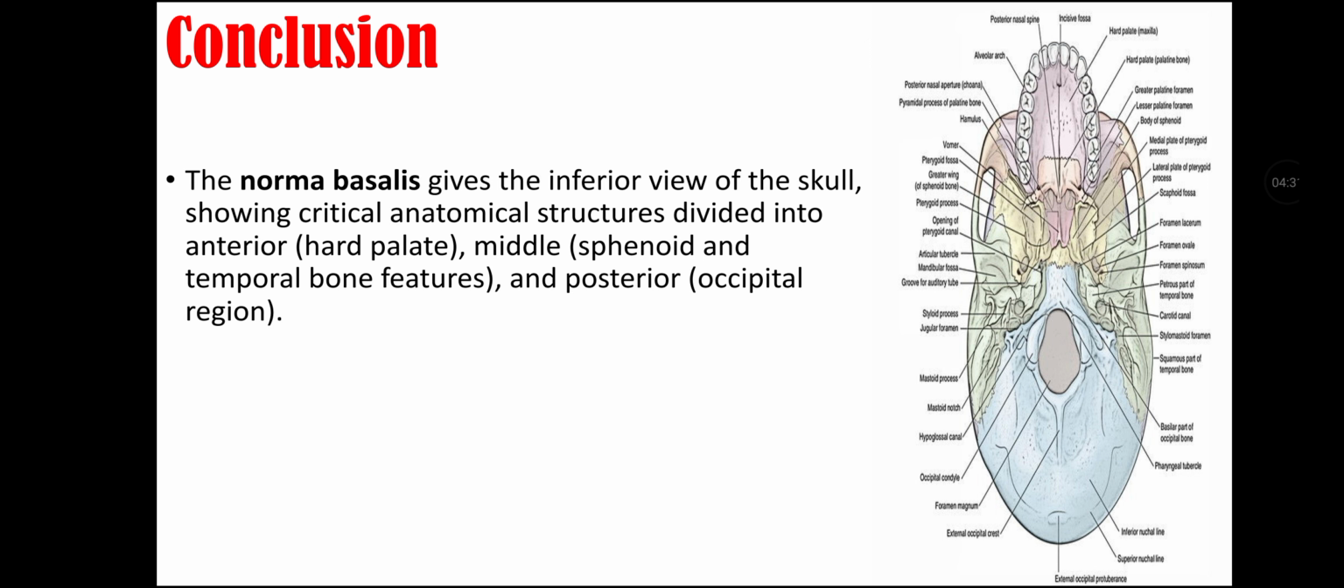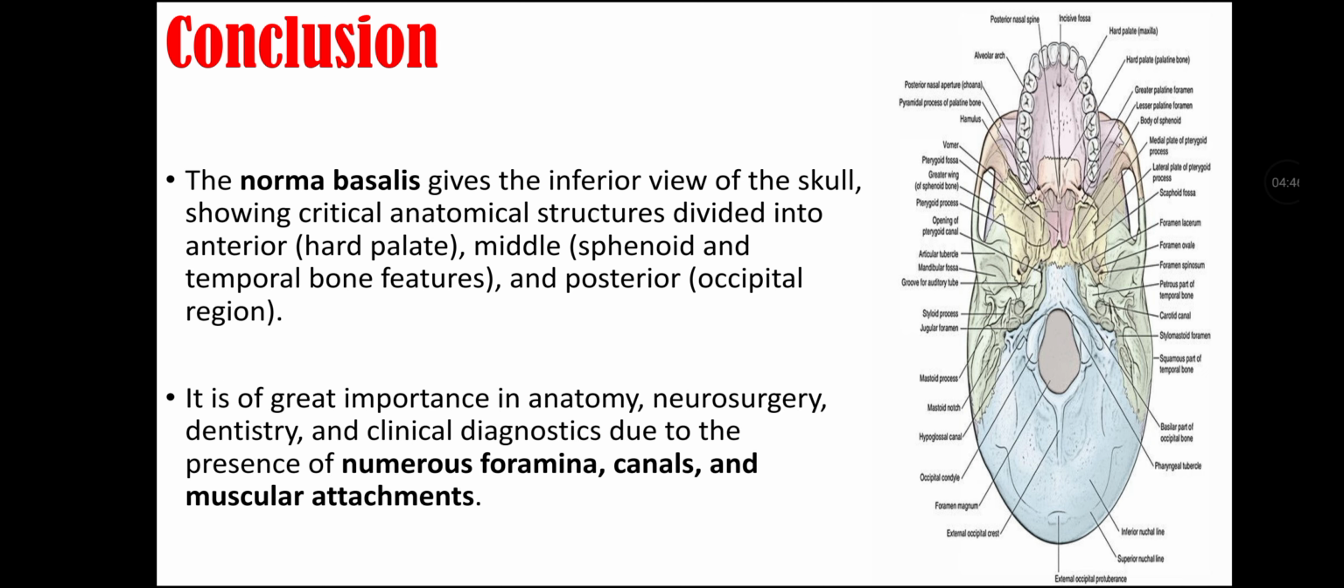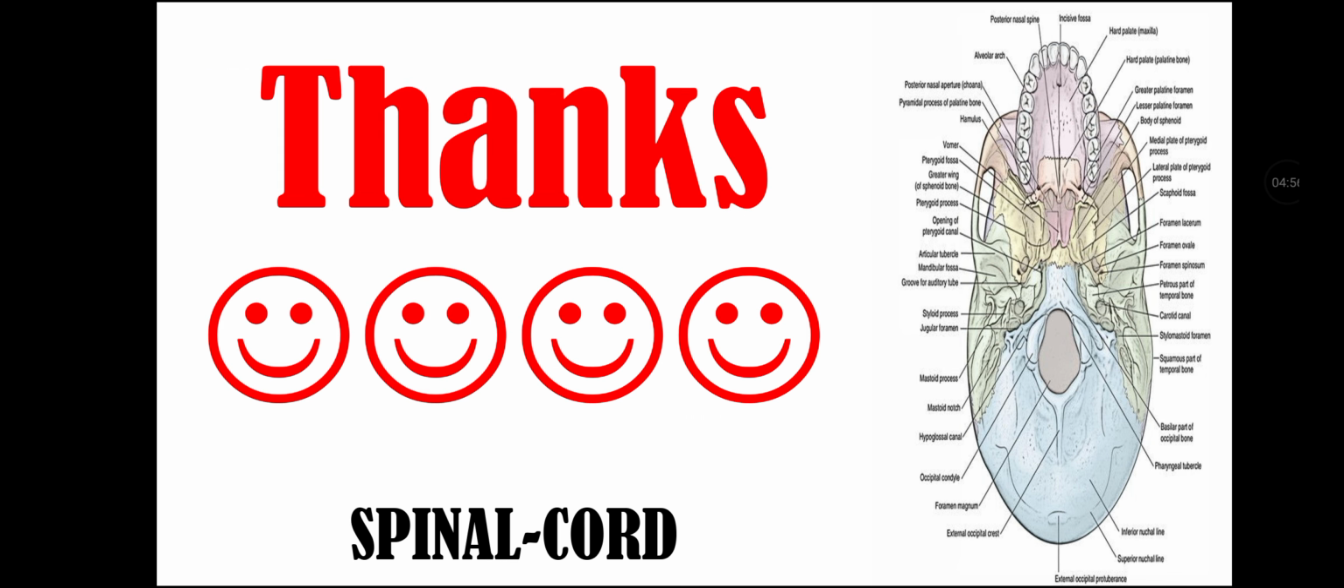Conclusion of this lecture video. Norma Basalis gives the inferior view of skull, showing critical anatomical structures divided into anterior part, that is hard palate region, middle part, that is sphenoidal and temporal bone region, and posterior part, that is occipital region. It is of great importance in anatomy, neurosurgery, dentistry, and clinical diagnostics due to presence of numerous foramina, canals, and muscular attachment. And this was all about Norma Basalis.